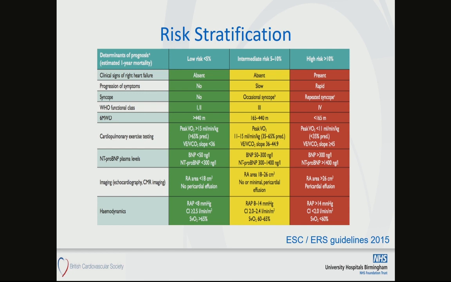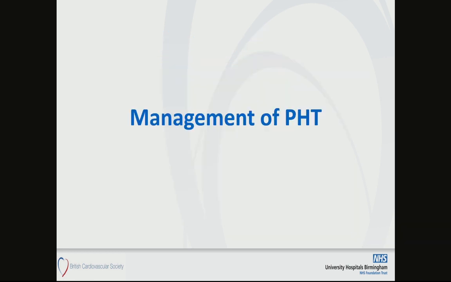So this is from your ESC guidelines again, and it's looking at things like presence of right heart failure, progression of symptoms, functional class, 6-minute walk distance, BNP, all those things you would do routinely, and then just try and work out where they come. Do you need to escalate their treatment?